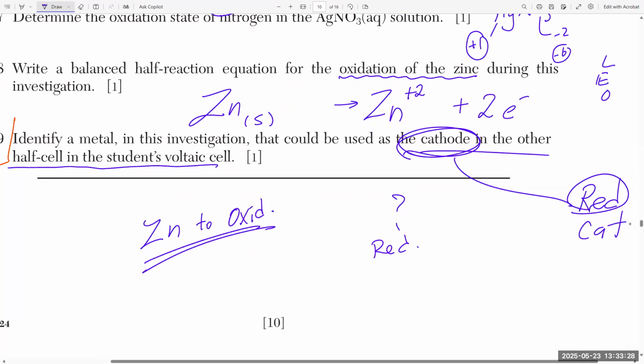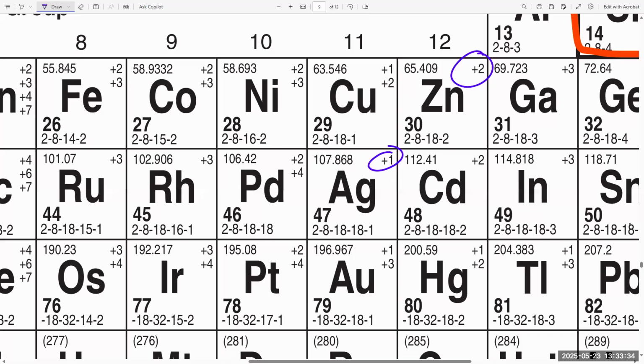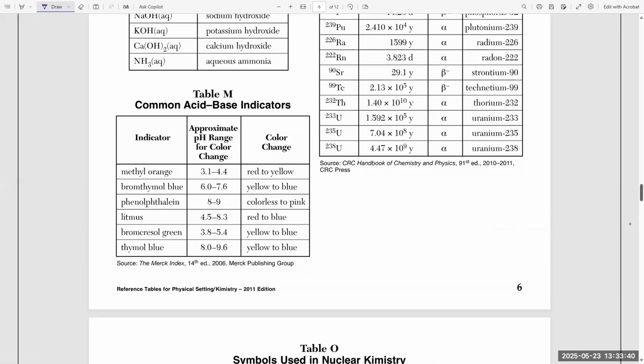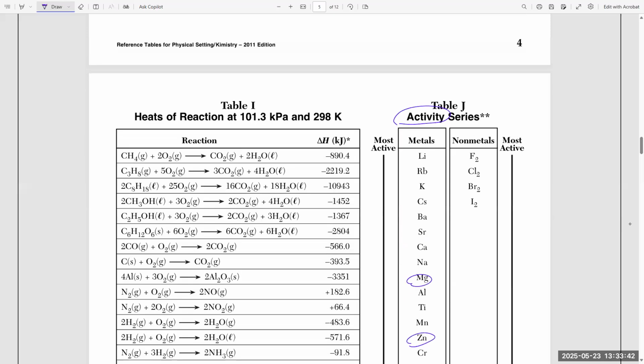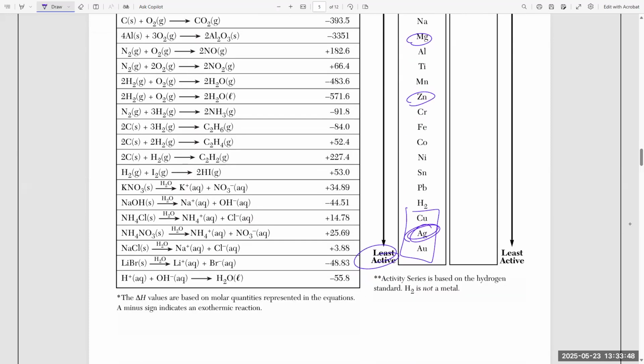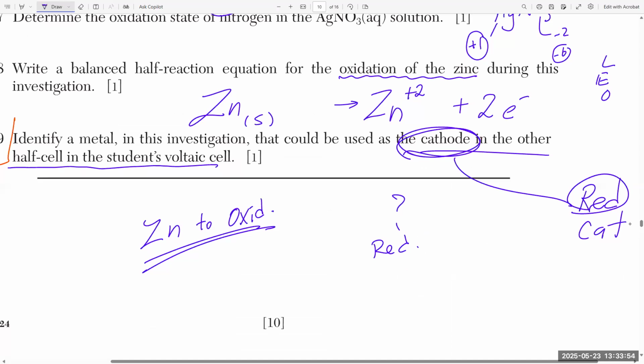right? So how do you get it to happen? You remember this chart that we have? Let's go. The chart, table J. Remember, it's oxidation on top and reduction on the bottom, right? So what does that tell you? We want zinc to oxidize. So you want zinc to be higher, and you want your mystery metal to be lower in table J, right? So you want to pick a metal that's lower than zinc on table J. Is that making sense? All right, so let's take a look.